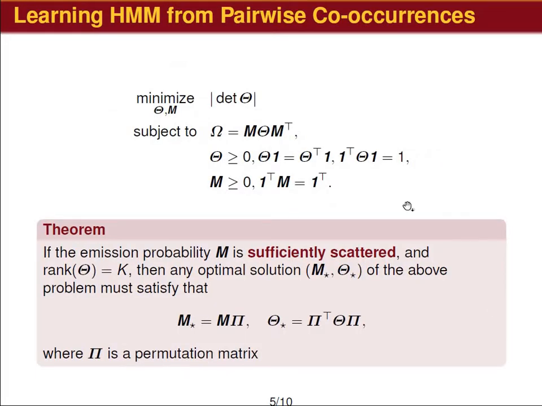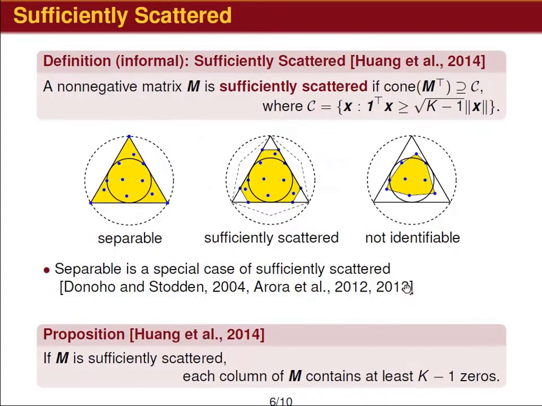So what we propose is to still go back to the pairwise co-occurrences method. Our proposed formulation is, on top of the non-negative matrix factorization model, we try to find the one that has the minimum determinant of Theta. And we show that if an assumption called sufficiently scattered is satisfied for the emission probability, then we can uniquely recover the model parameters up to permutation.